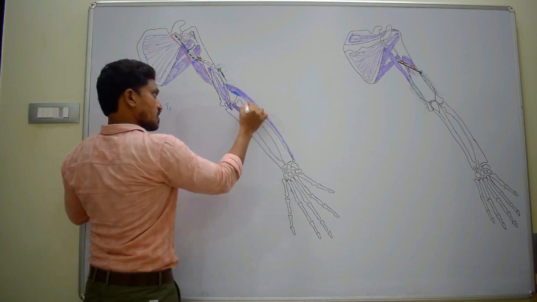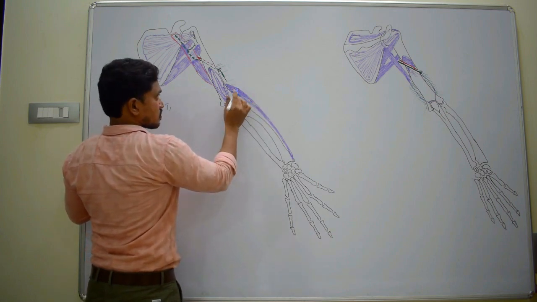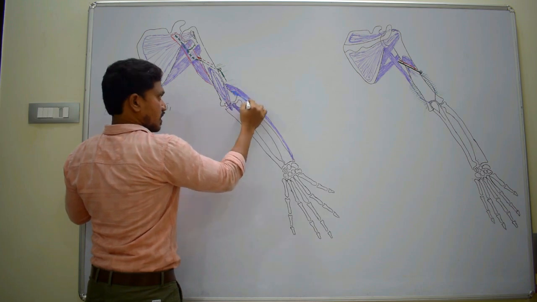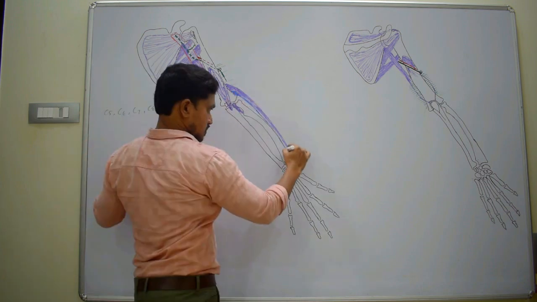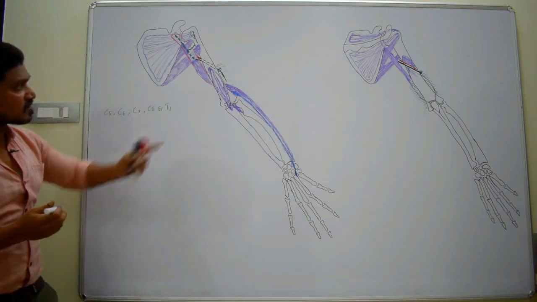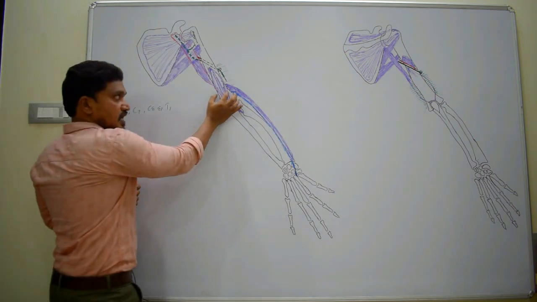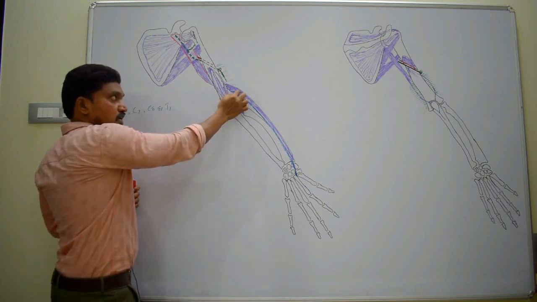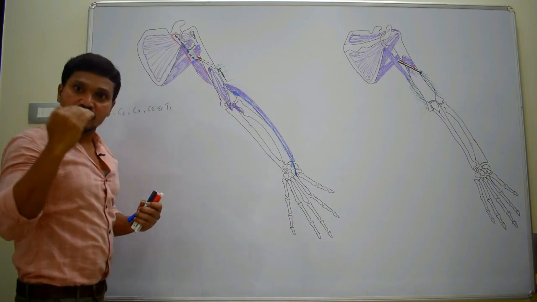This extensor carpi radialis longus muscle is taking origin from the lateral supracondylar ridge, and where will it be inserting? It is inserting to the base of the second metacarpal bone. Why have I drawn these structures? See, brachialis muscle medially, brachioradialis and extensor carpi radialis longus laterally.